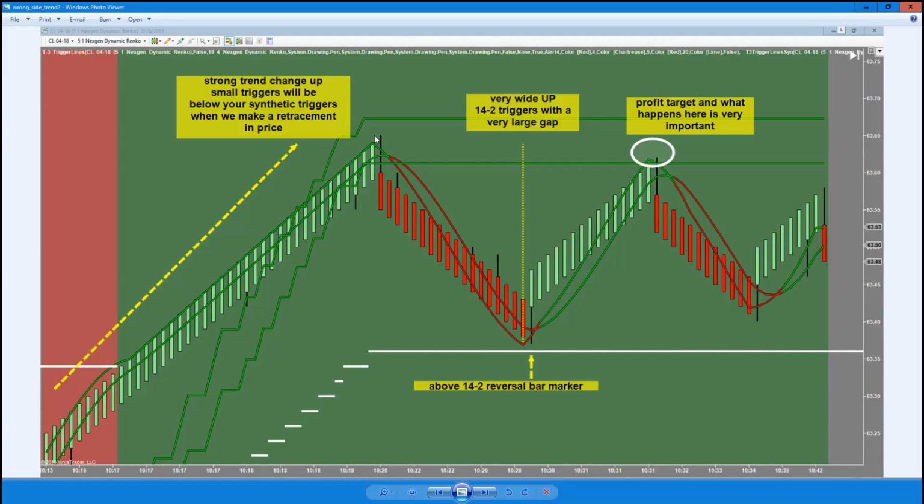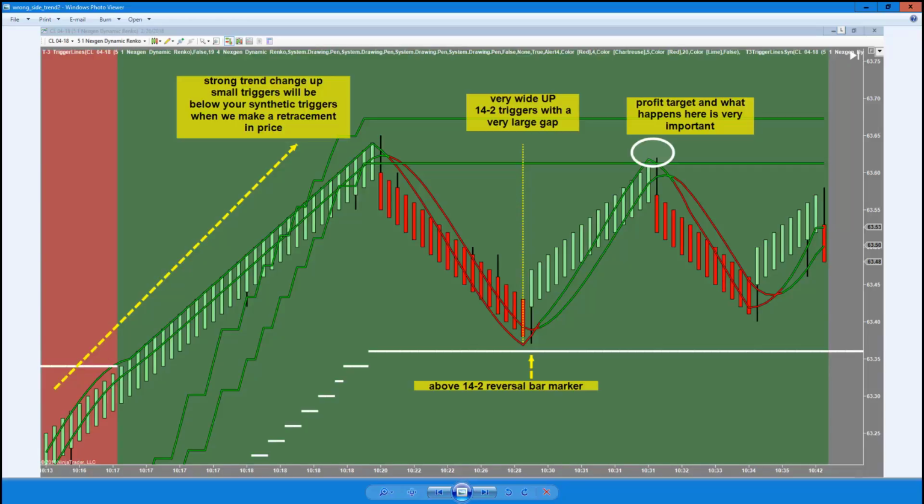And again, I want you to really keep in mind, 80% of your trend trades are going to be from the wrong side of your synthetic triggers. So it's nice to say, I will just wait for perfect ones that are on the correct side, but you're really going to miss the majority of your trend trades. So it's very important for us to go through and do some study work on how to correctly identify the proper area when your small triggers are on the wrong side of your 14-2 synthetic triggers.